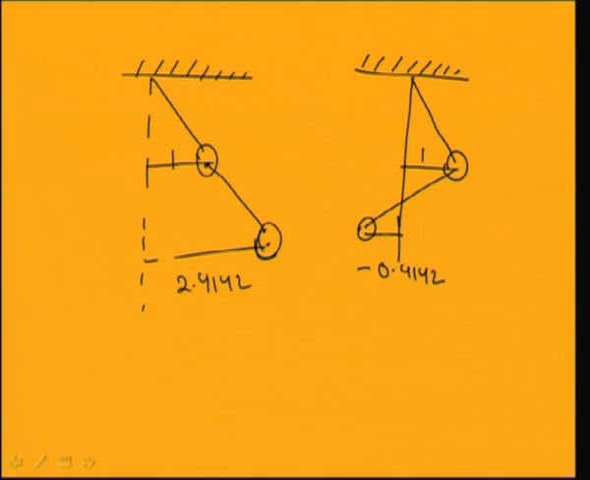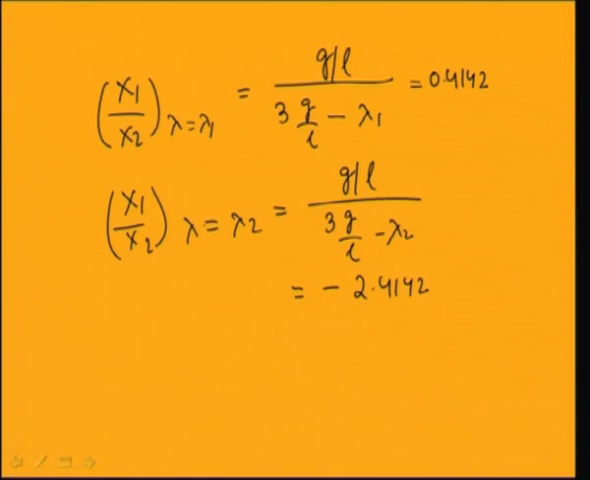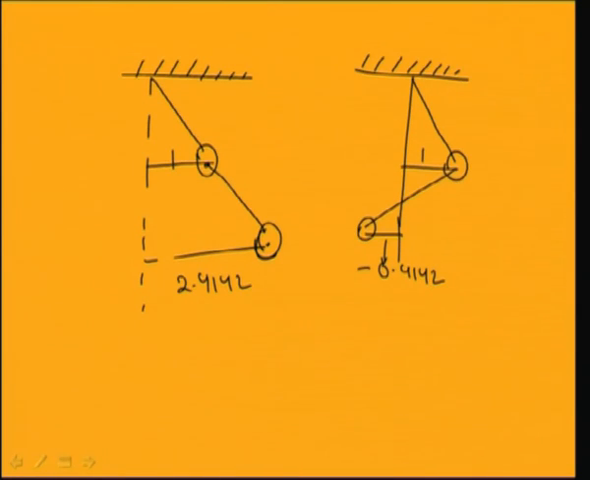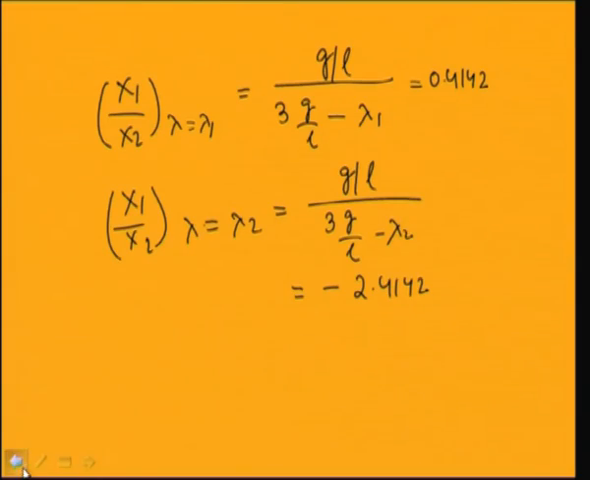So, x2 becomes minus 0.4142. So you can see that the inverse of this, 2.4142, equals 0.4142. So in the first case they are in phase and in the second case they are out of phase. So in this way you can find the normal mode of a system by using the eigenvalue method also.